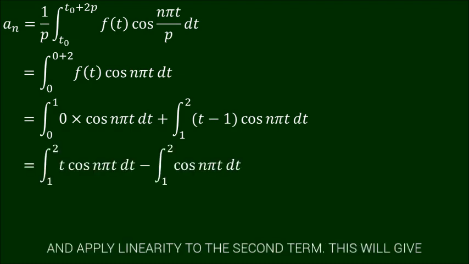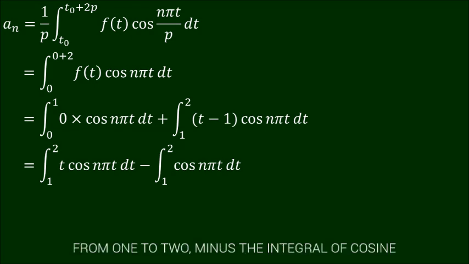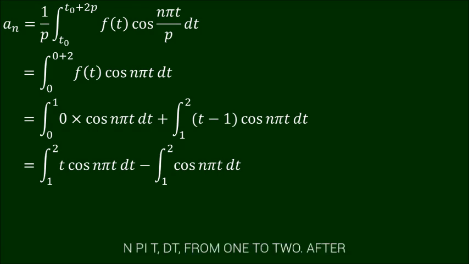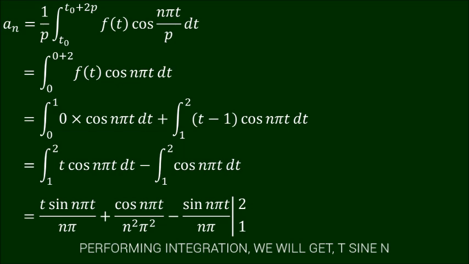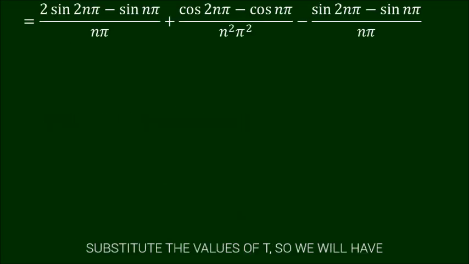Cancel the first term and apply linearity in the second term. This will give us the integral of t cosine n pi t dt from 1 to 2 minus the integral of cosine n pi t dt from 1 to 2. After performing integration, we will get t sine n pi t over n pi plus cosine n pi t over n squared pi squared minus sine n pi t over n pi. Then, we can substitute the values of t.